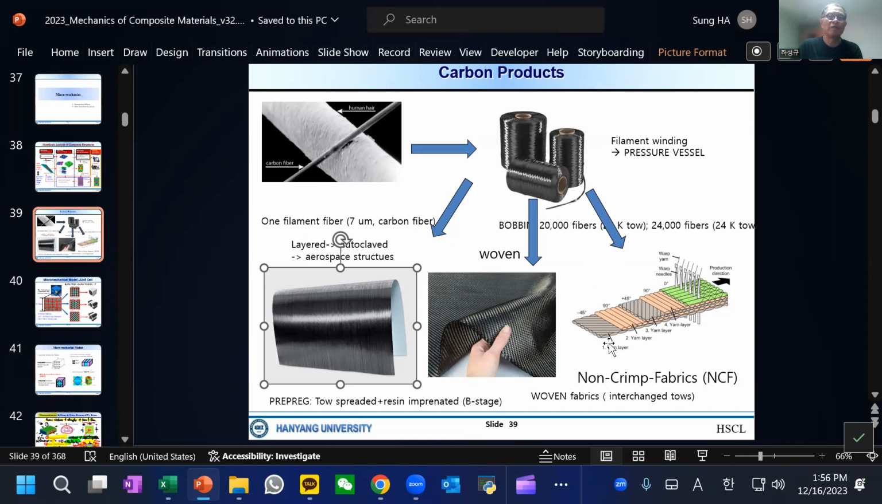How can we hold each toe? This is each toe. Now we need to layer them without resin. Without resin, how can we make the laminate or lamina? Well, there is a way to stitch them.